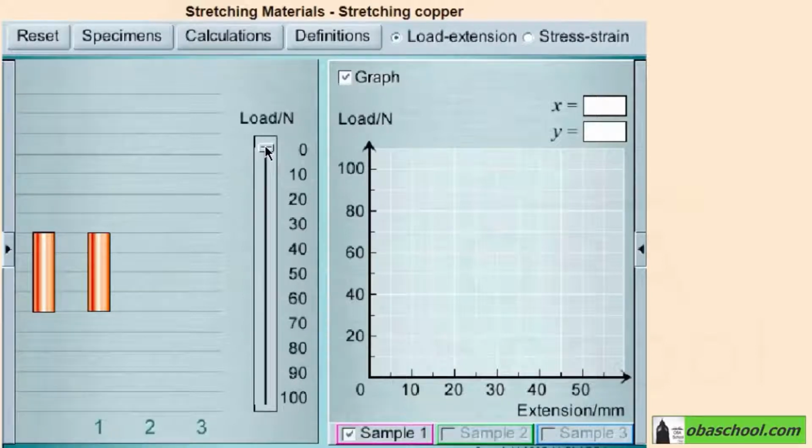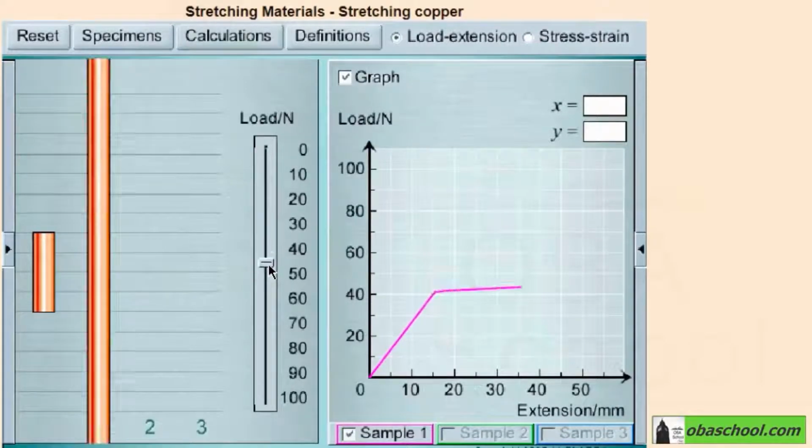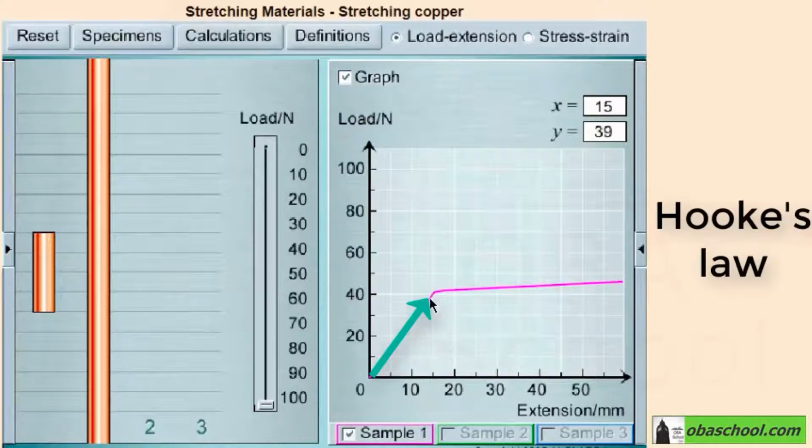And now we will gradually increase the load on the specimen until it reaches 100 newtons. Watch the graph develop as we are increasing the load. The load versus extension relationship started as a straight line obeying Hooke's law. Remember that Hooke's law represents a linear relationship, or a proportionality, between the load and the extension.